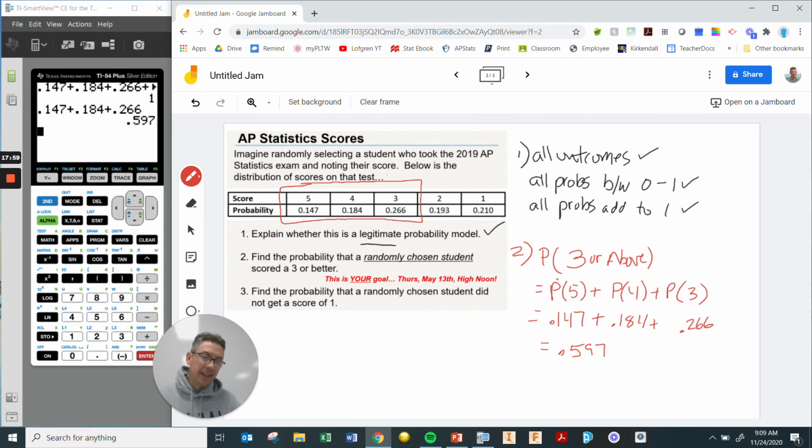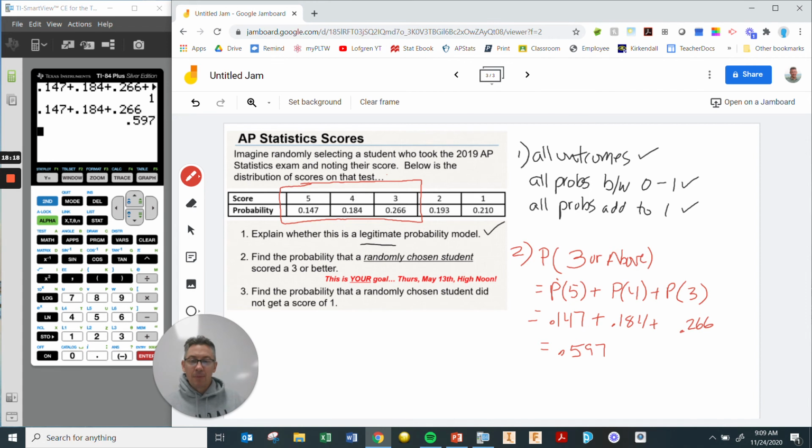Now, if you're looking at that and thinking, oh, that's only about 60% of people score a 3 or better. Well, that's true. That's what happens nationwide. You should be glad to know that at Centennial we have about 90% of our students score 3 or better every year. So we do much better than the nationwide average on this test.